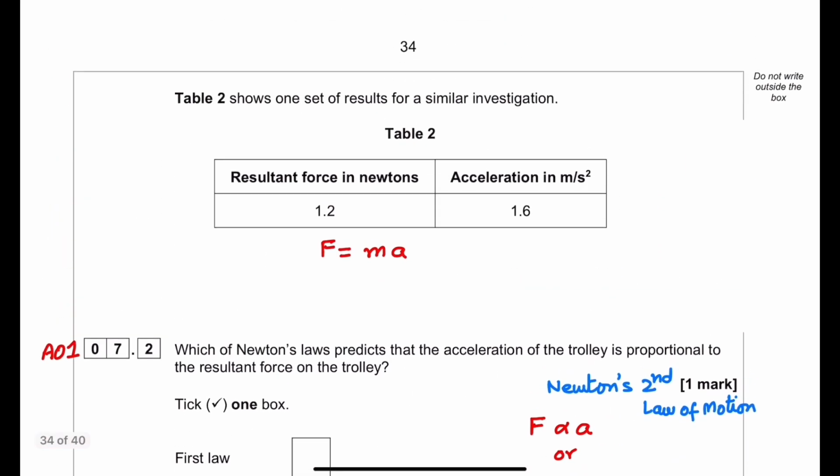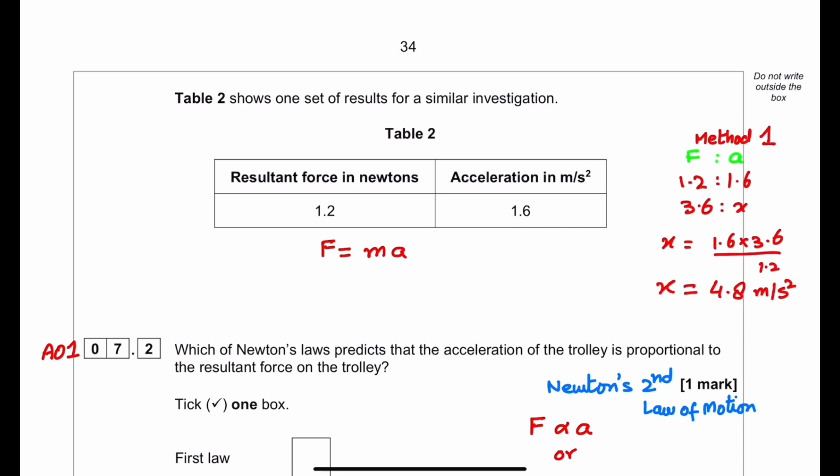In table number 2, we can see if the force is 1.2 newton, the acceleration produced is 1.6 meter per second squared. But we don't know the acceleration when the force is 3.6 newton. There are two methods. When the force is 1.2 newton, the acceleration produced is 1.6 meter per second squared, and when the force is 3.6 newton, we don't know the acceleration. So we are using the ratio and proportion method to find the acceleration.